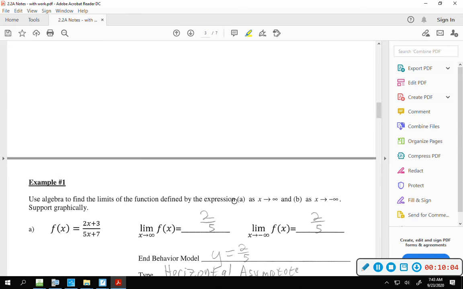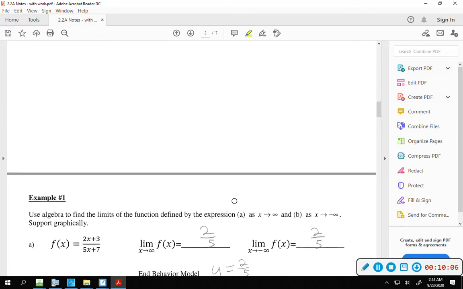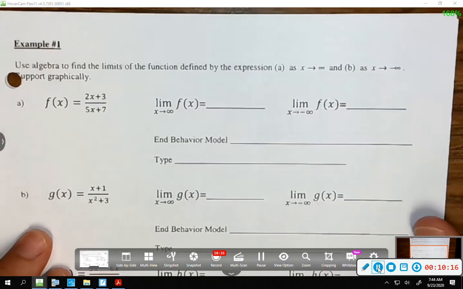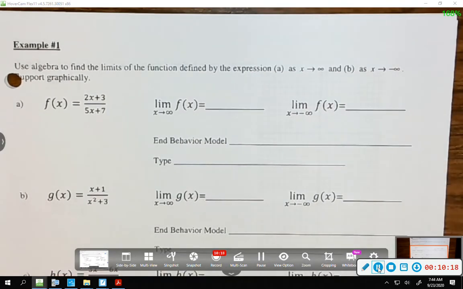So let's take a look at this, and I'm going to actually go to where I'm processing some of this instead of just looking at the answers so that you can see how some of this works out. All right, taking a look at this first example, use algebra to find the limits of the function defined by the expression as x goes to infinity, as x goes to negative infinity, and then support graphically.